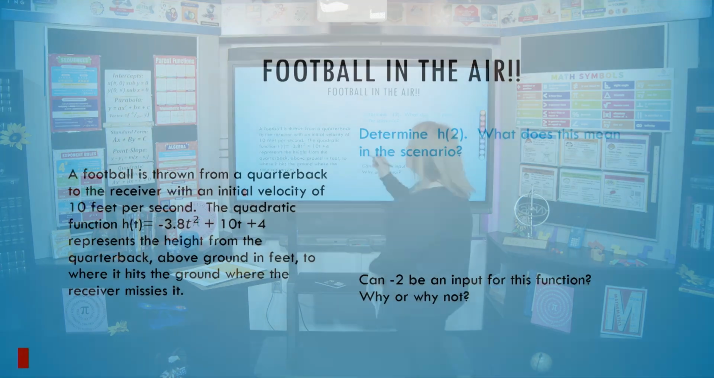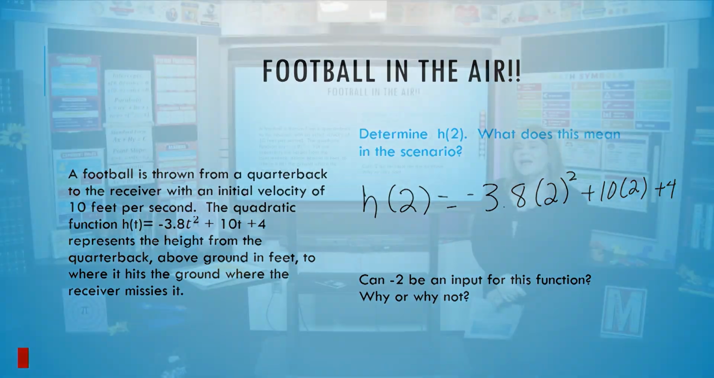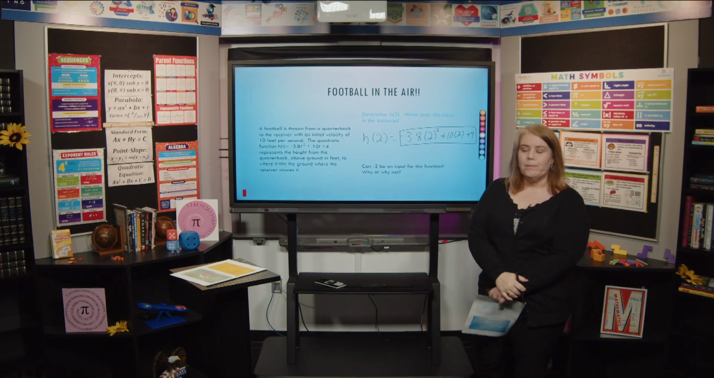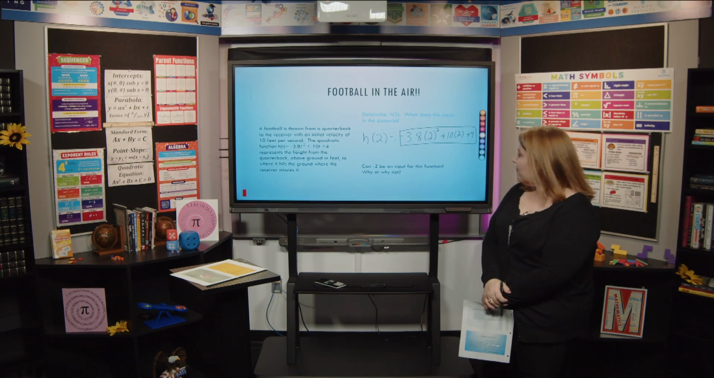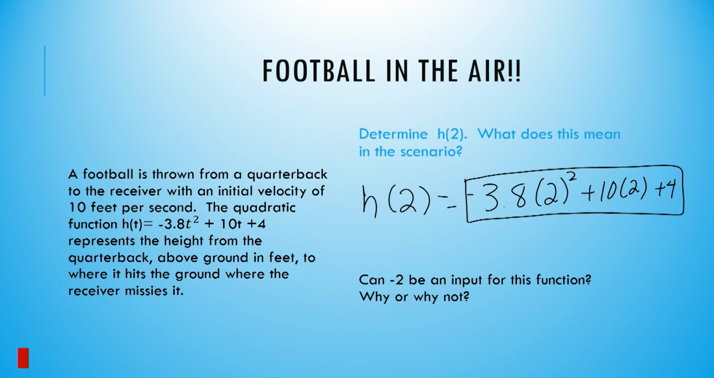So let's write that and see what it looks like. h of 2 equals -3.8 times 2 squared plus 10 times 2 plus 4. This is straight calculator skills. I'm going to plug this exactly into my calculator, parentheses and all, and see what I get. Everyone now, plug this into your calculator and see what you get. Exactly right. I'm going to have h of 2, meaning 2 seconds, equals 8.8 feet. That's what I get.